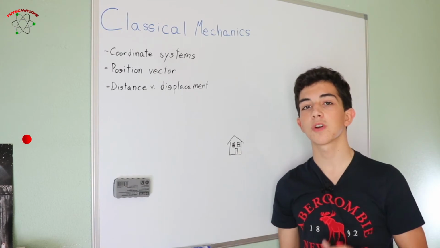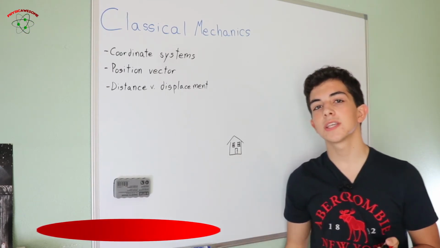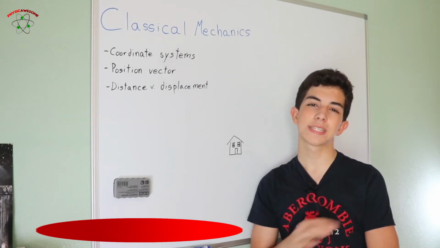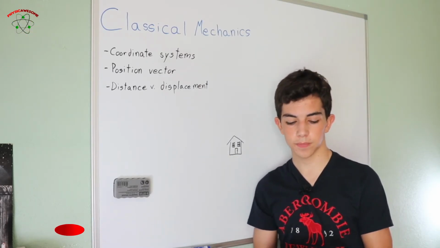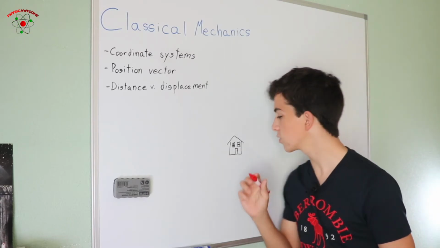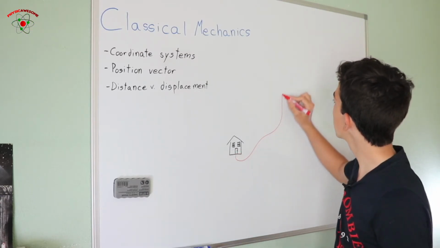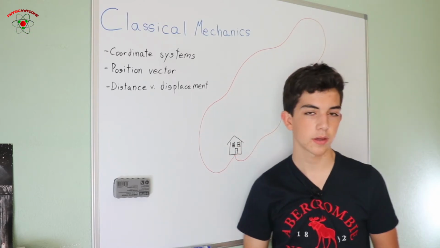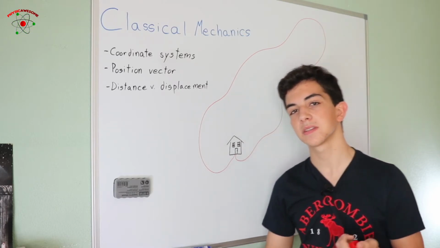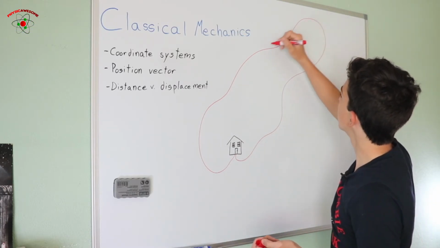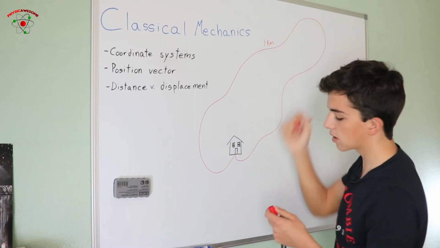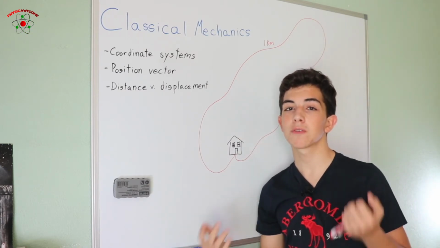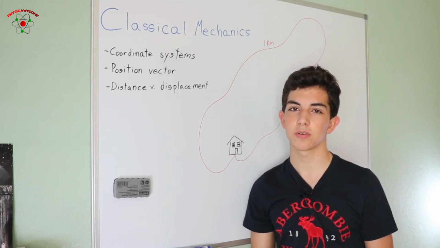The last concept we're going to introduce in this video is that of the difference between distance and displacement. Distance works the same way as in our usual life. Imagine you are in your house and you decide to go for a walk. You go over this long path and you come back. And imagine this path is 1 kilometer long. Let's symbolize that. Alright. Then we'll say you have covered a distance of 1 kilometer.